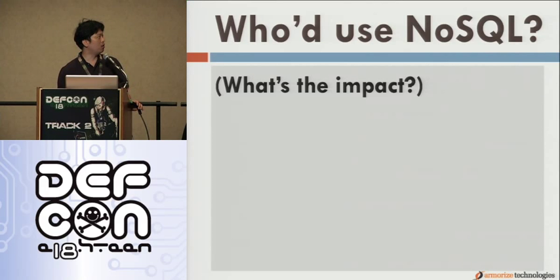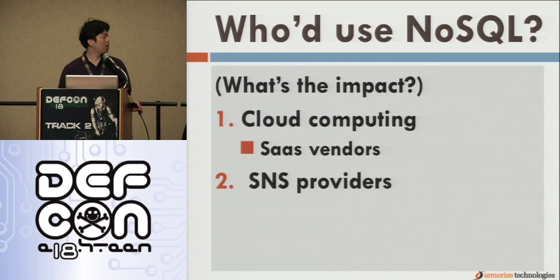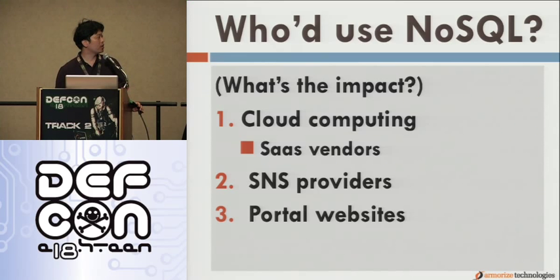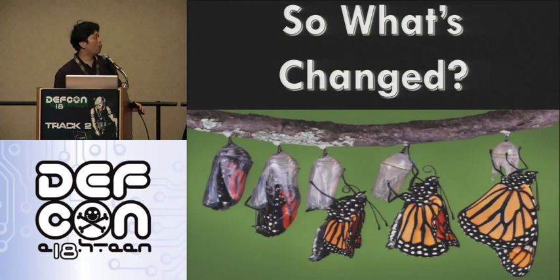So who uses NoSQL, and what's the impact? Cloud computing users or providers, SaaS vendors, social network service providers, portal websites, and basically people that need to process large amounts of data. Typically, they would use a mixture of databases which includes both SQL databases and NoSQL databases, and that is, for example, what our current implementation is as well. So what's changed from the past, from SQL to NoSQL?